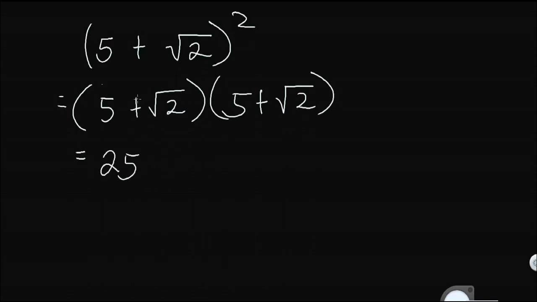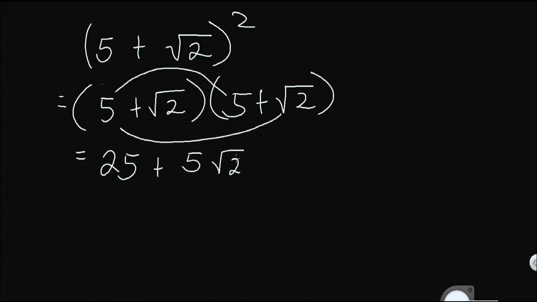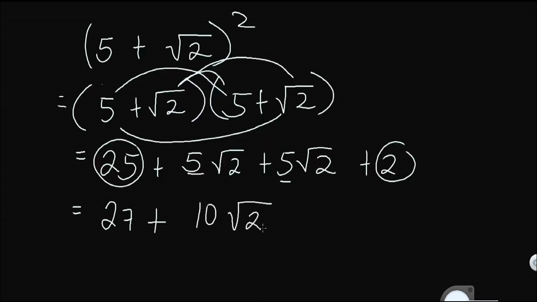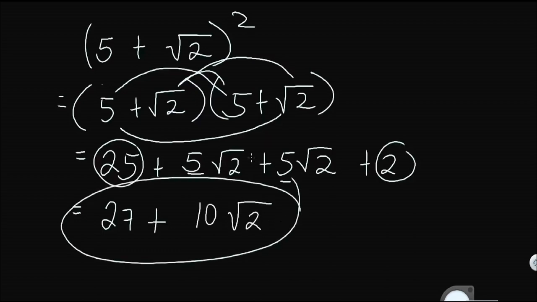25 for the first term. Outer term, we have 5 times square root of 2, 5 square root of 2. Inside, we have 5 square root of 2. And for the last, square root of 2 times square root of 2, that is 2 only. Okay. Adding the leading coefficients, the 25 and 2, we have 27. And 5, 5, so 10 yan, square root of 2. So that will be the final solution.